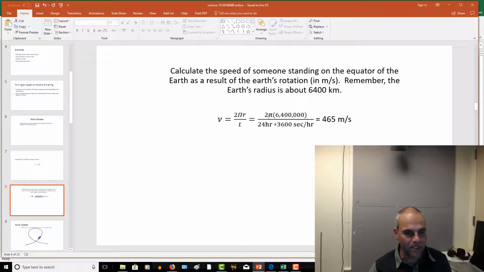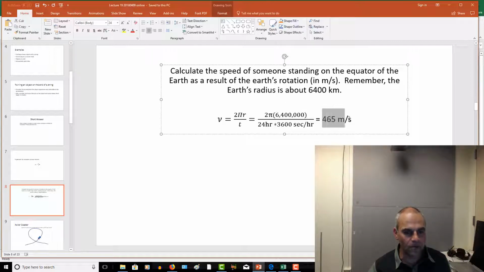If your radius is 6,400 kilometers, in meters that's 6,400,000 meters. The circumference of the Earth in meters would be 2 pi times that number. If you divide that by the time it takes you to go around once, 24 hours, and each hour is 3,600 seconds, which is just a conversion, the result is that somebody at the equator is moving at 465 meters per second, which is almost double the speed of sound, which is pretty impressive. You wouldn't know that just standing at the equator.